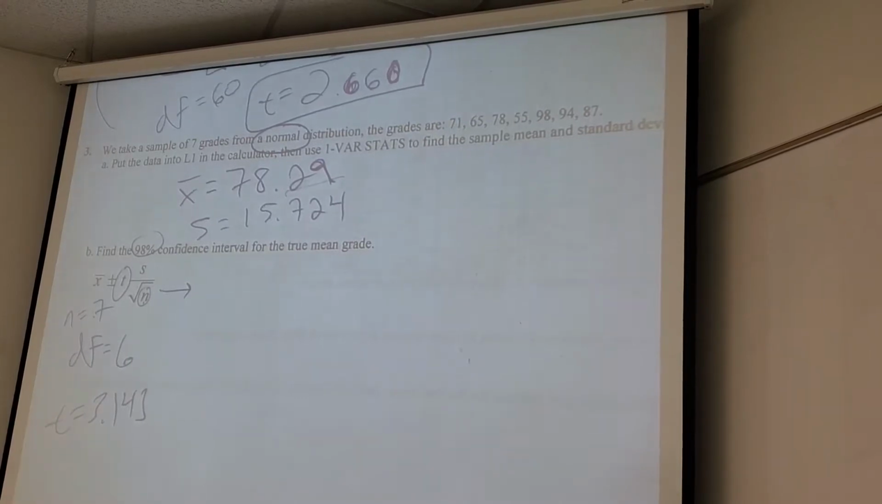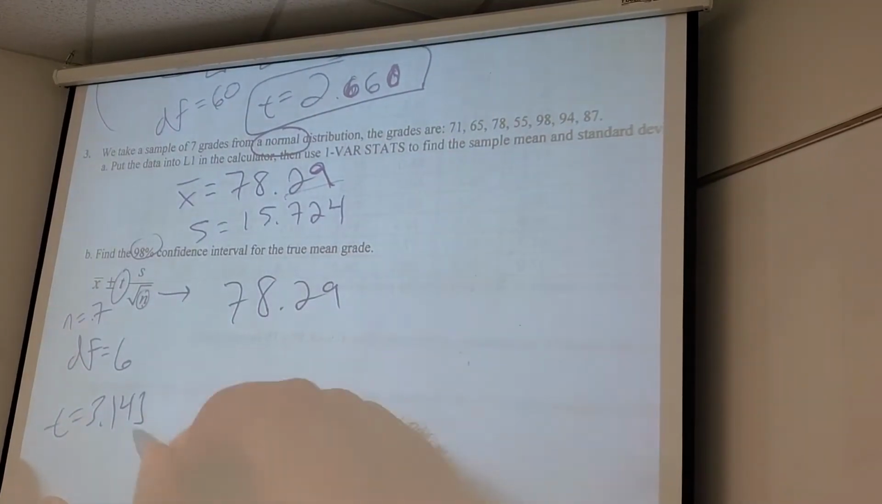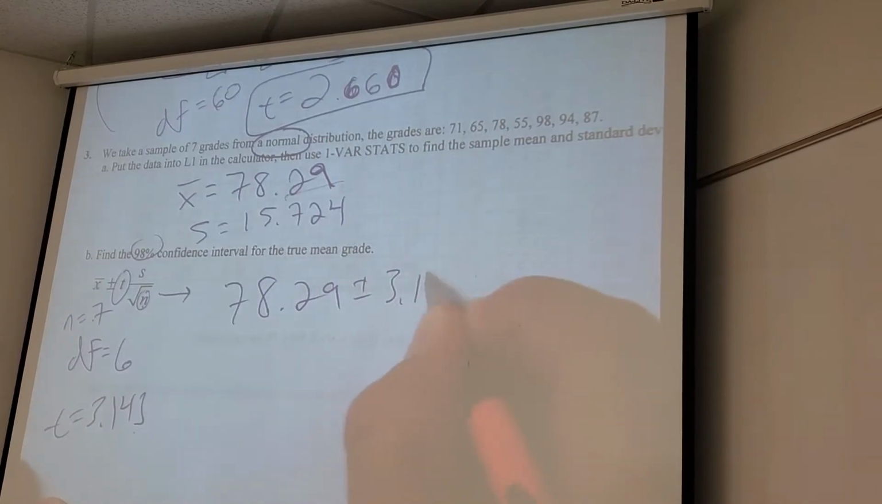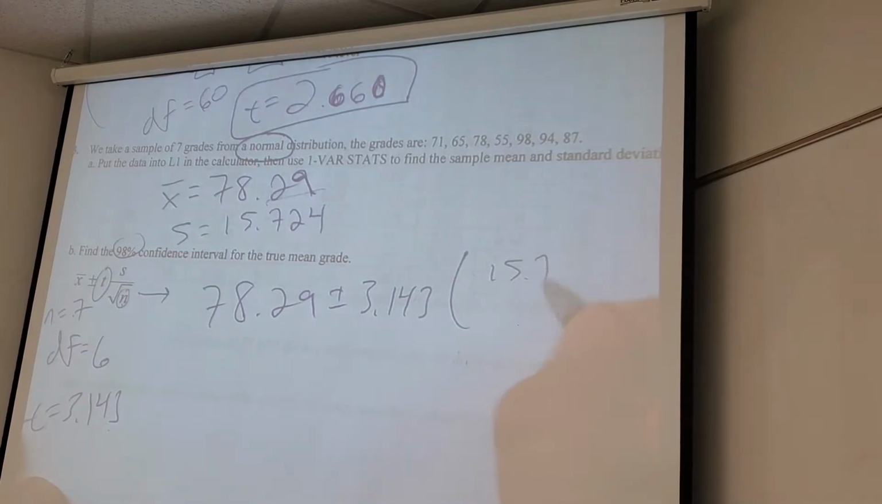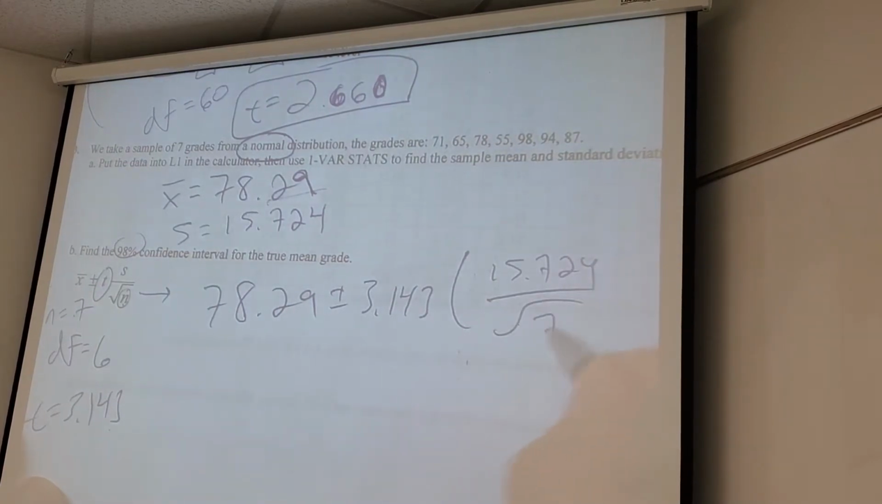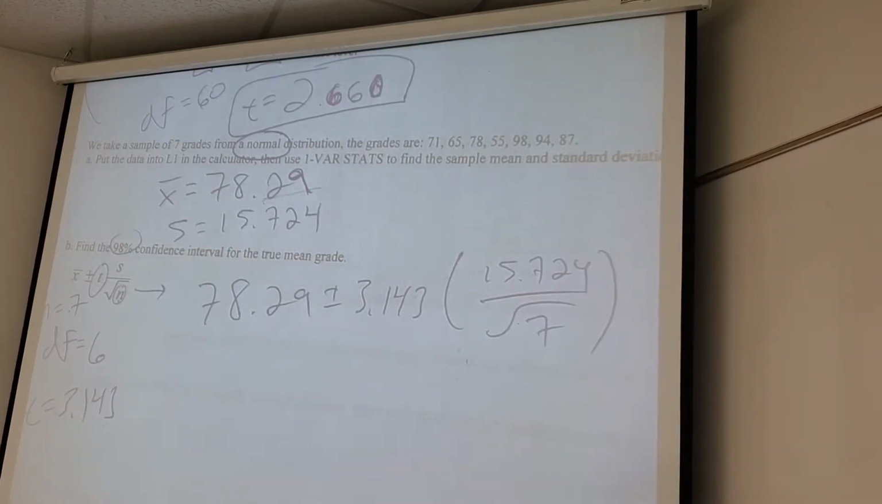And now you've got everything you need to throw in there. We figured out X bar. We just figured out t. We got S up here. And we know n. Do you see how structurally the problem didn't change at all from z to t? You just use a different chart and put a number in the same place as you would have a z-score.